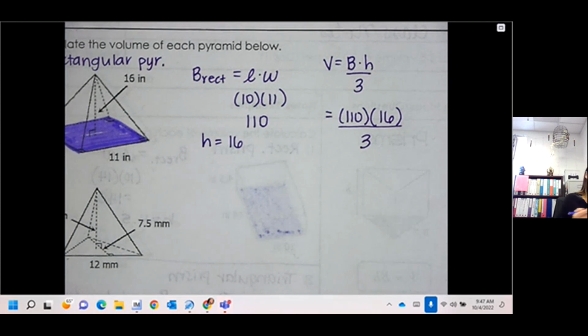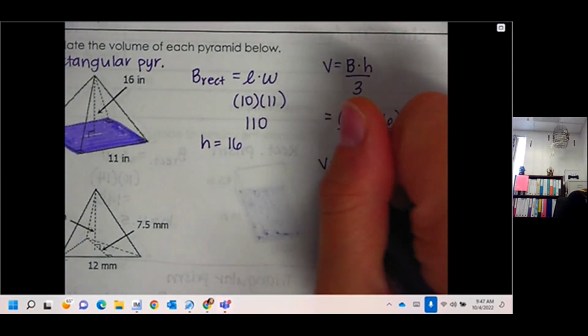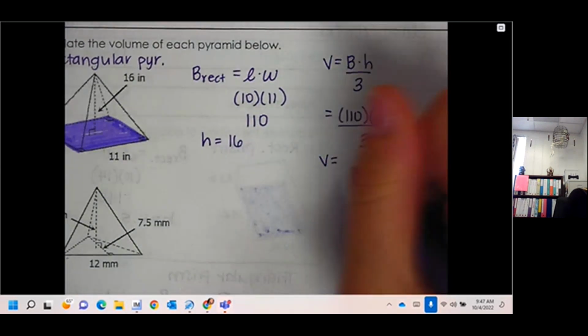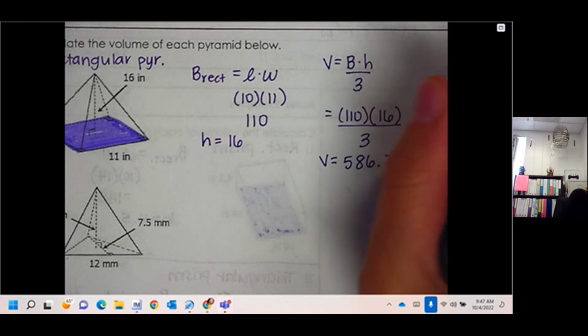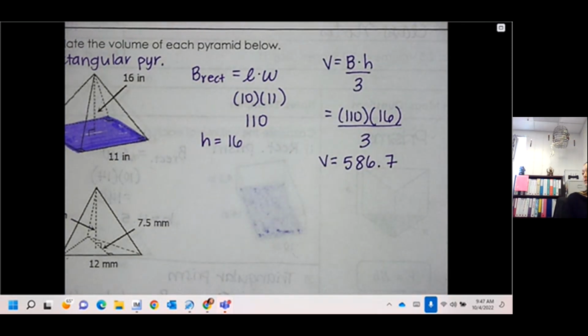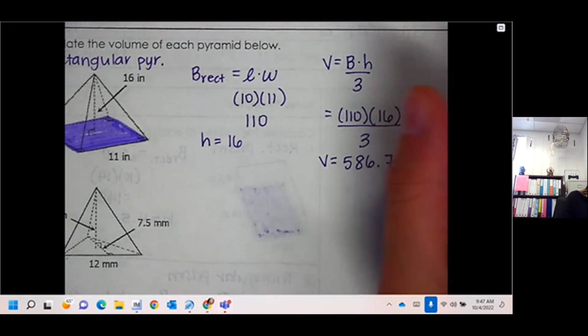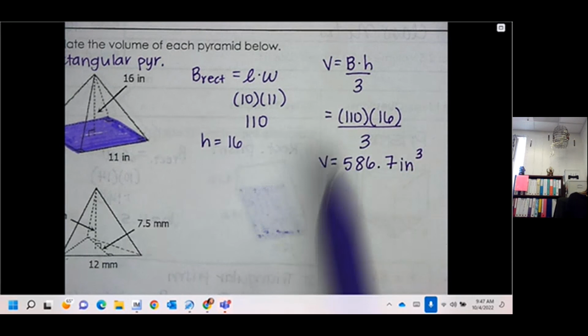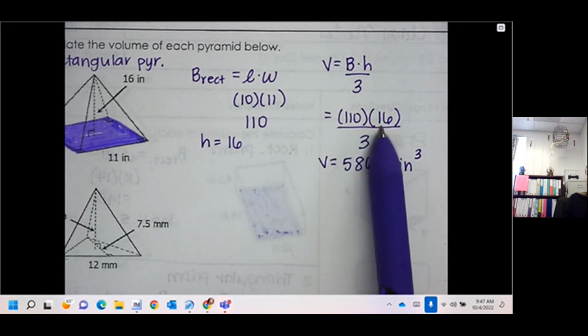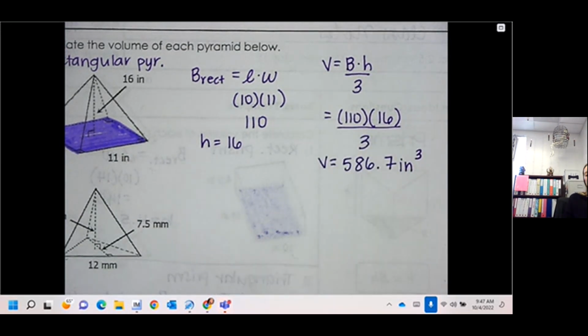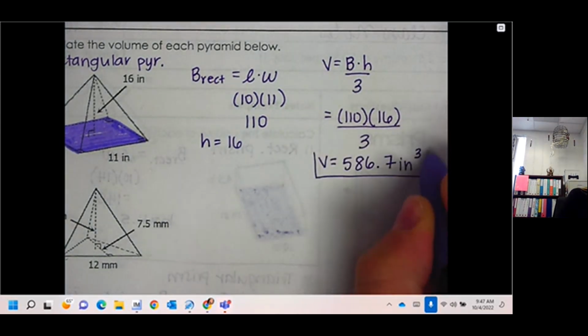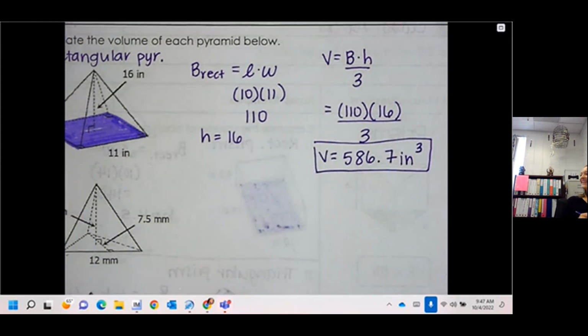I'm gonna have somebody tell me what they got. 586.7, yeah. And what should I label it as? Beautiful. What did you do there with the parentheses? So I multiplied 110 times 16. I just like to put them in parentheses. Then you divided by 3, correct. Okay, pretty easy, right? It's just like a prism. It's the same thing, you just divide by 3 at the end.